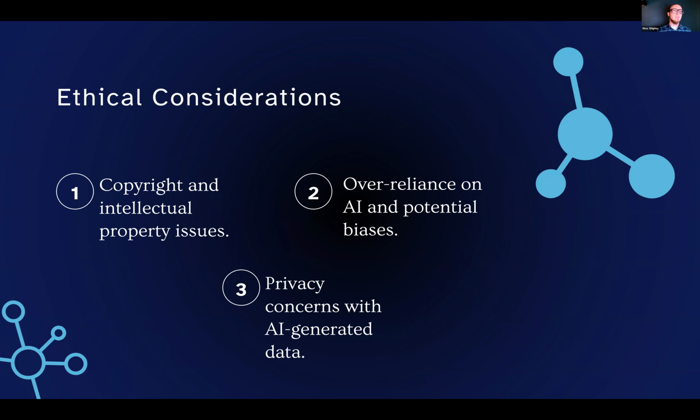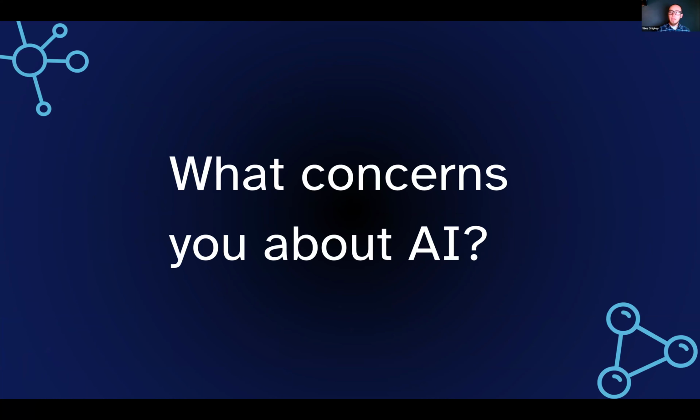We're going to talk about some ethical considerations. There are a lot of ethical considerations. Three main ones are copyright and intellectual property issues, potential over-reliance on AI, and I've got potential biases, but we know there are definitely biases to it, and then privacy concerns with AI-generated data. And I'm curious if I can hear y'all chime in. What are your major concerns about AI?